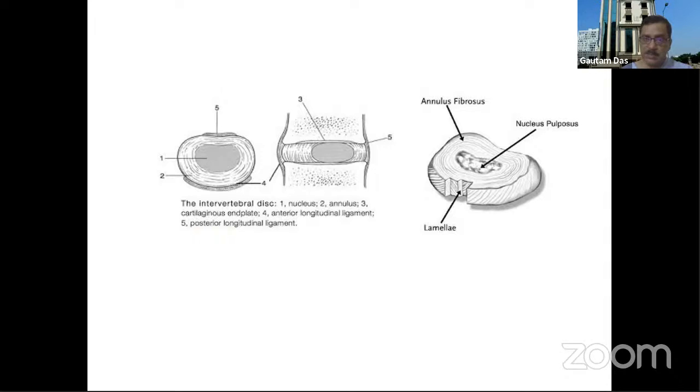So what are the components of the nucleus pulposus? It has some solids and some water, and the water is about 80%. So 80% of the nucleus pulposus is water. Now the question will come, how is this water retained inside it? Why is the water not diffusing out?